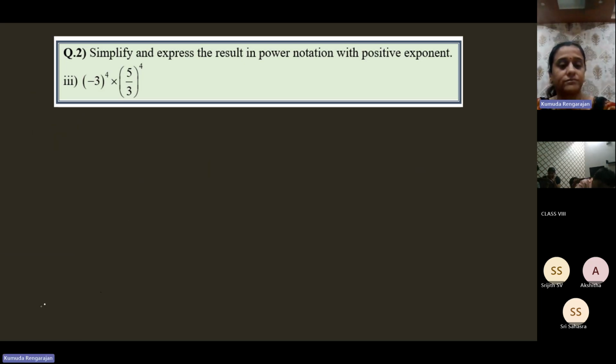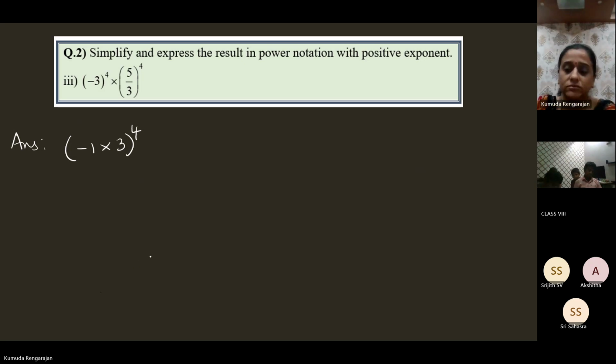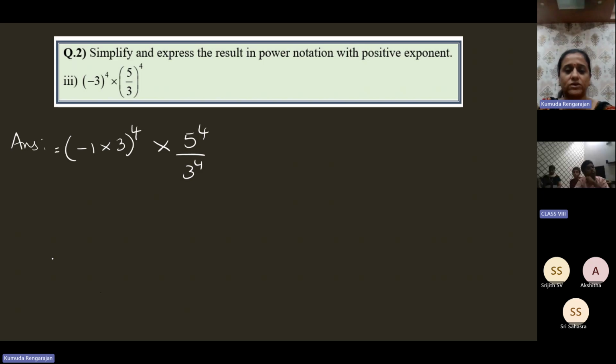All right. So now coming to this question. Minus 3 can be written as minus 1 into 3, the whole power 4. Yes or no? Into 5 to the power 4 by 3 to the power 4. Yes, ma'am. Minus 3 can be written as minus 1 into 3, because minus 1 into 3 is minus 3. The whole power 4, I wrote it as a fraction, into 5 to the power 4 by 3 to the power 4.